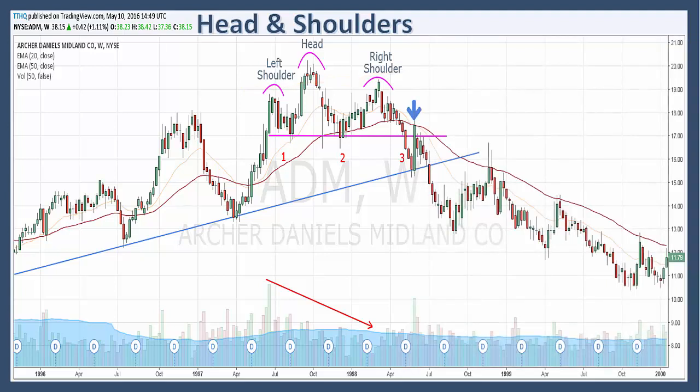Now the neckline forms by connecting lower points, so connect point 1 and point 2. The lower point at mark 1 ends the left shoulder and begins the head. The low point at 2 marks the end of the head and begins the right shoulder. Depending on the relationship between the two low points, the neckline can slope up, slope down, or be horizontal. The slope of the neckline will affect the pattern's degree of bearishness. A downward slope is more bearish than an upward slope, and sometimes more than one low point can be used to form the neckline.